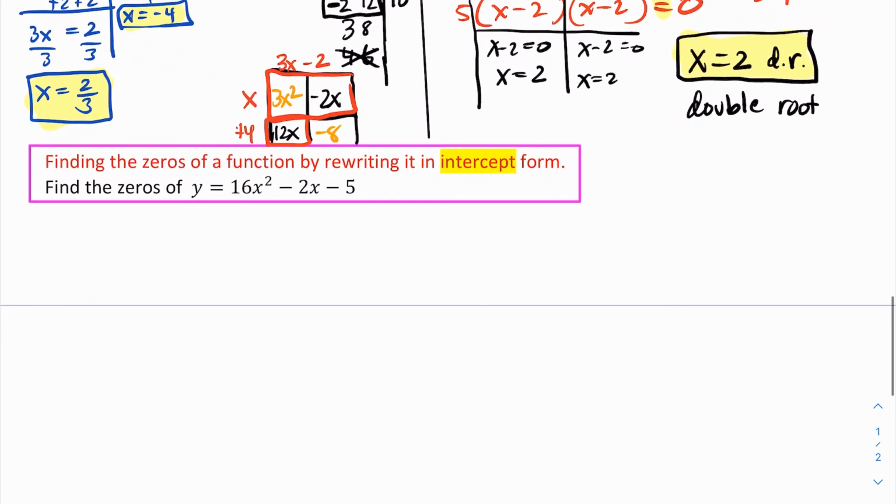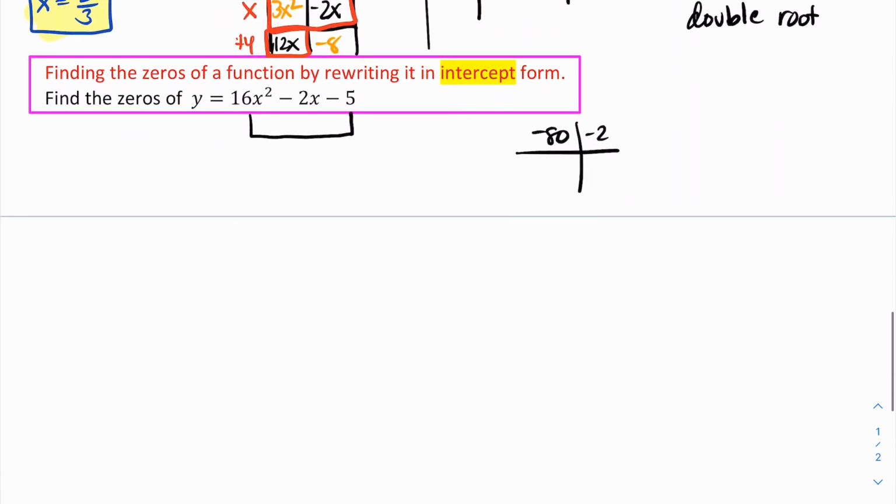For the last one, we're going to find the zeros. And again, the zeros is by writing something in intercept form. So again, we're going to factor this out. Okay, so that's negative 80. To get negative 2 in the middle. So we'll just write these out. 1 times 80. You might have already known the answer.